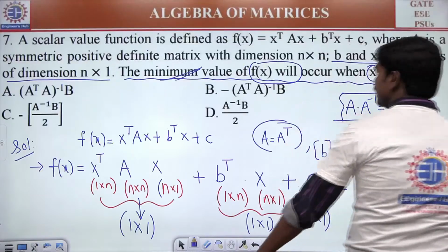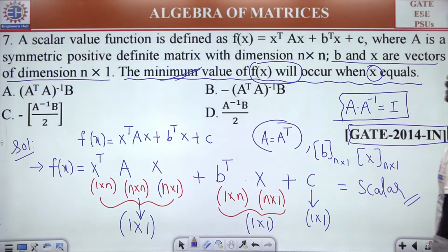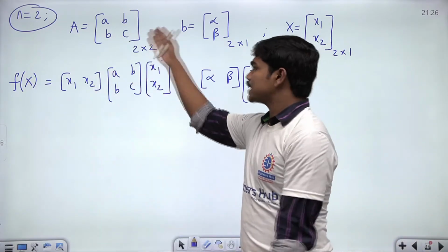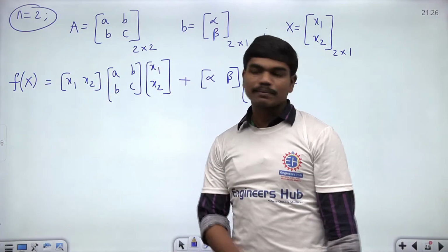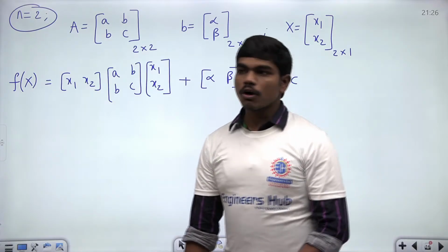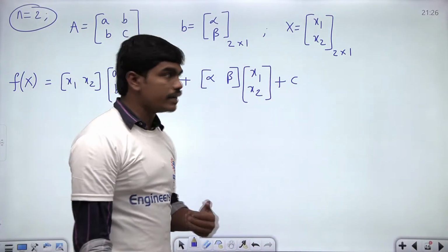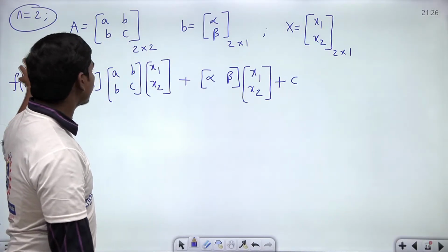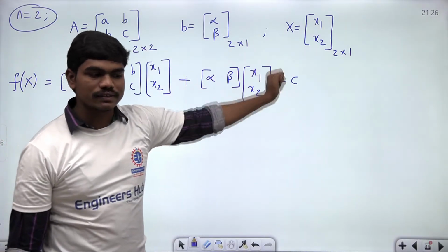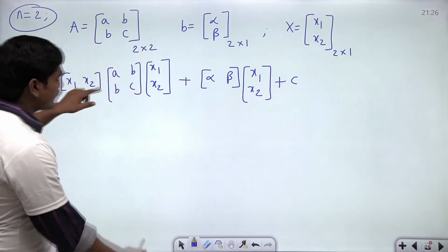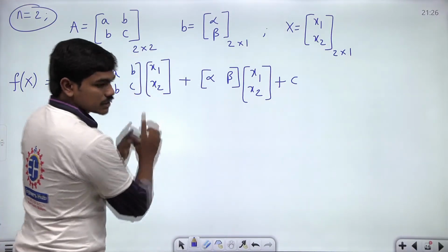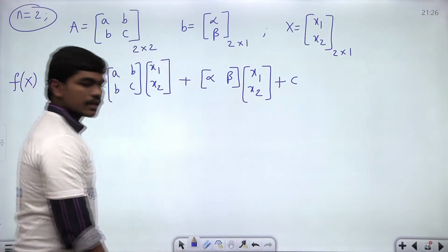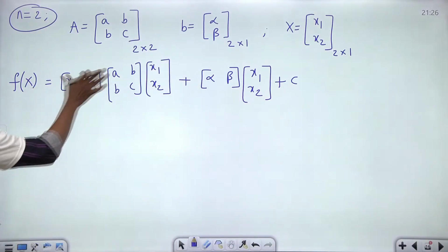Correct? Can you all agree with me? If these are the cases for this matrix, then this is the expression whenever you take n equal to 2 and define these as the matrices A, B and X respectively. Yes or no? Please try to respond. Can you all understand that this is the total expression of f of capital X whenever these three matrices are of this form? We have taken X transpose into A into X plus B transpose into X plus constant. Correct?